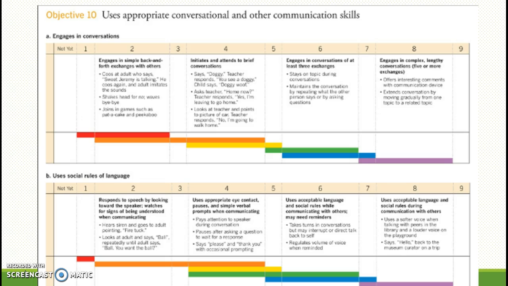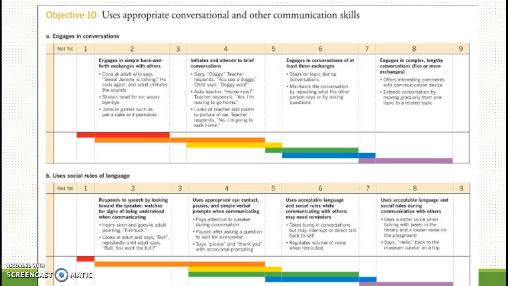Here's another example, and these ones you might want to pause the video. Hopefully the quality comes through. I think this one's quality might be a little bit less, but this looks a little bit more like what you see in your book. So here's looking at objective 10, uses appropriate conversational and other communication tools under language. And A is engages in conversations, and then you can see your bold indicators in there. So I'm going to just read the first one. Engages in simple back and forth exchanges with others.